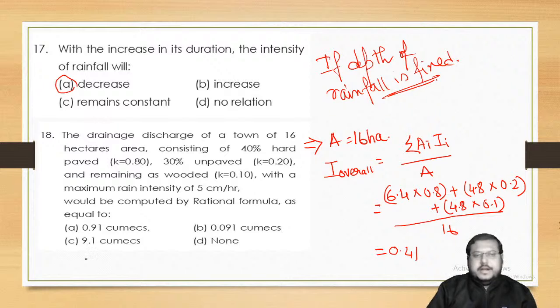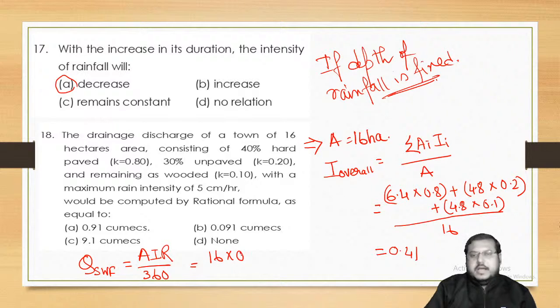So they're asking to find out the QSWF. It's AIR by 360, where A will be in hectare, that is 16, I is 0.41, and R should be in mm per hour. So it is 5 centimeter per hour, which means 50 mm per hour.